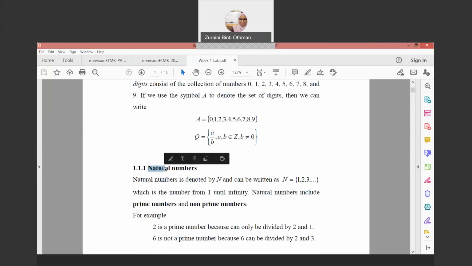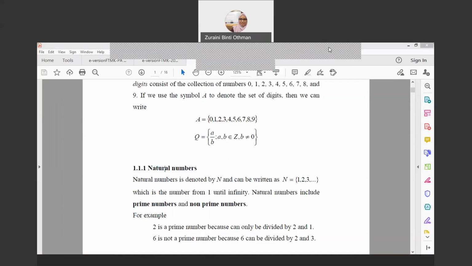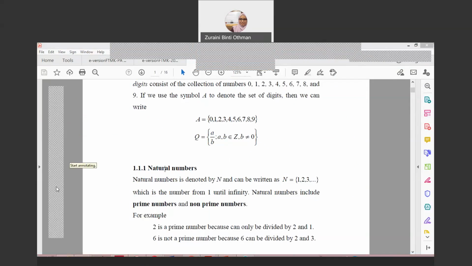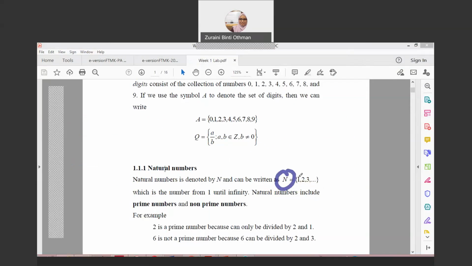And natural number, maksudnya natural number written as N. Dia punya notation tu N. N is natural number. Dan unsur-unsur dalam natural number ni apa? Ialah 1, 2, 3 sehingga ke positif infinity. Nombor-nombor bulat je, tak ada 1.5, 2.7, tak. 1, 2, 3, 4, 5, 6 sehingga infinity.